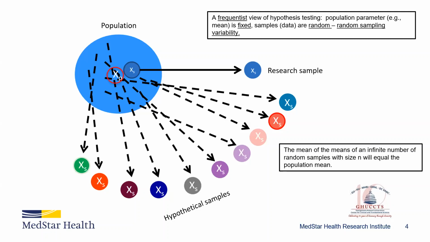And so from the frequentist perspective, the population parameter, so in this case the mean, is fixed. The sample that you draw, the data that you get, is random. And so you can see that there's a possibility here of what we call random sampling variability, that if we were to draw all these different random samples, the means would not always be exactly the same.